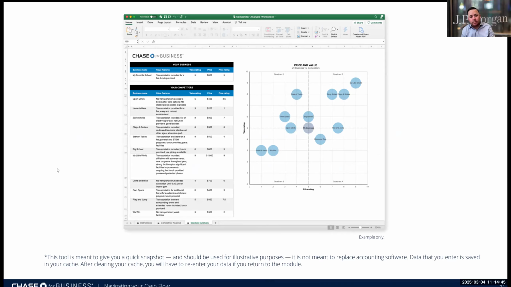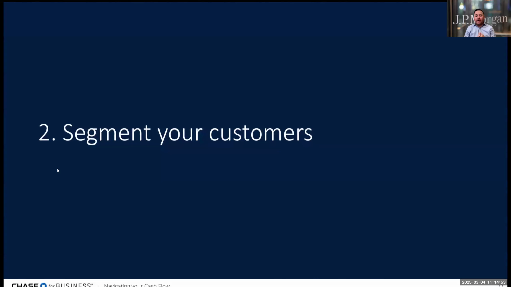Obviously, the first thing I'm going to tell you, and we've seen this: don't undervalue yourself. But also let's be humble and not overvalue ourselves and say, hey, I have a $25 burger. We really have to find out where you sit in the market. And that's a great tool for you.